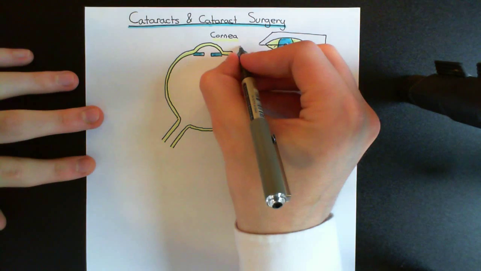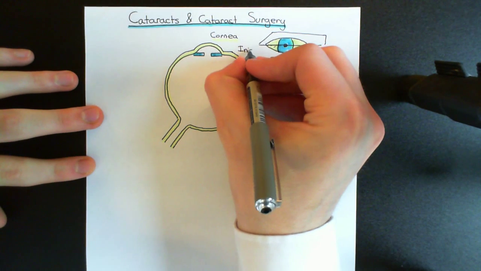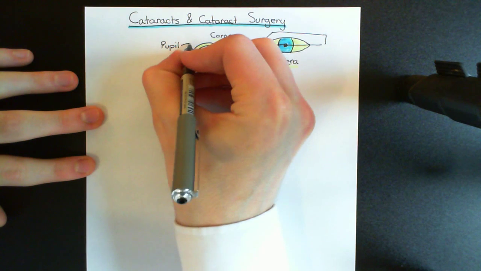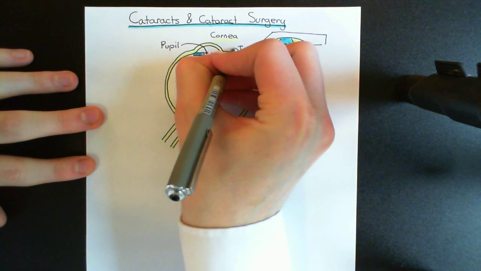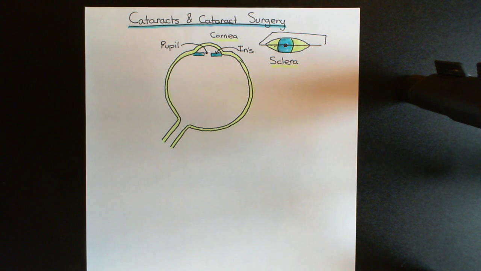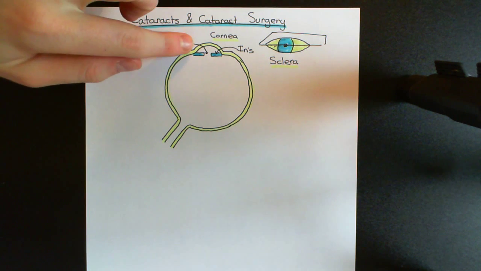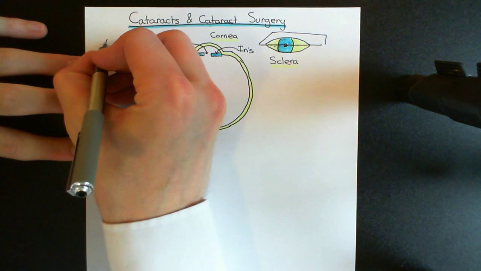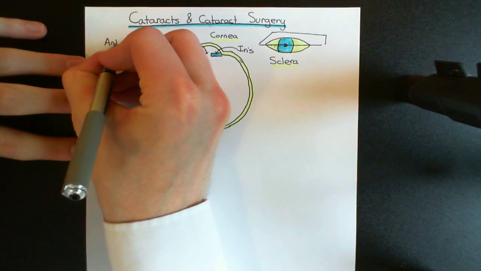Okay, so I'll add on the word iris. And I'll also label up the pupil as well. So this hole in the iris is called the pupil. Now, you can see that there is a chamber in between the cornea anteriorly and the iris behind. This chamber has a special name. It's known as the anterior chamber of the eye.